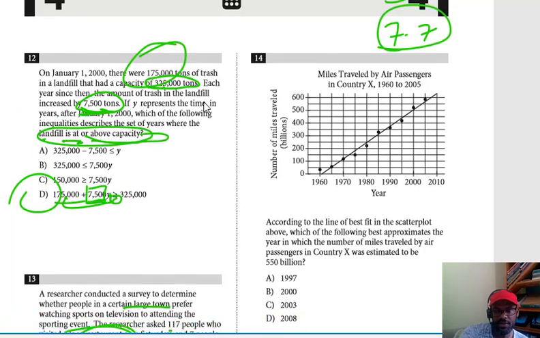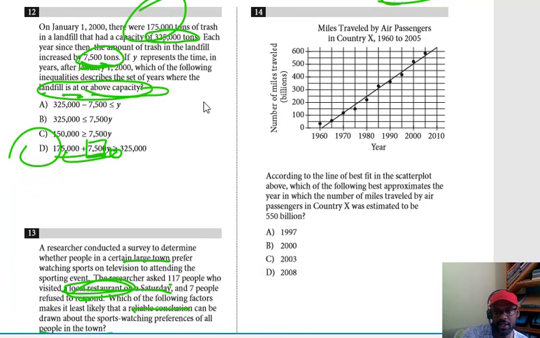Okay, 14. This information is given. According to the line of best fit in the graph, which of the following best approximates the year in which the number of miles traveled by air passengers in country X was estimated to be 515 billion? So I think the vertical is the number of miles traveled, in billions, and this is the year. 515 is here. Let me bring it here, and then let me guess.